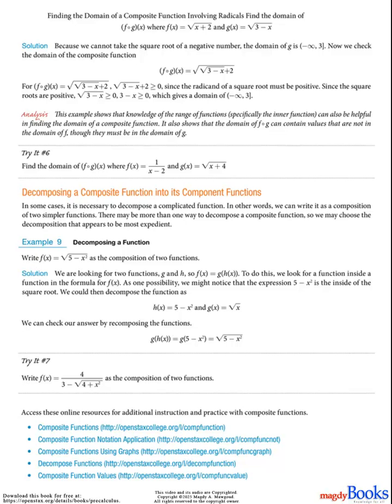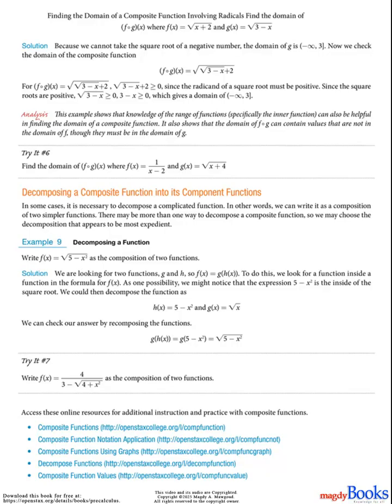Example 9. Decomposing a function. Write f of x equals square root of 5 minus x squared as the composition of two functions. Solution. We are looking for two functions, g and h, so f of x equals g of h of x. To do this, we look for a function inside a function in the formula for f of x.